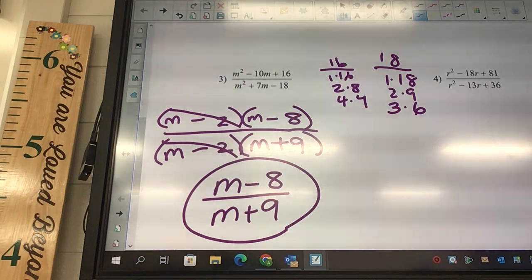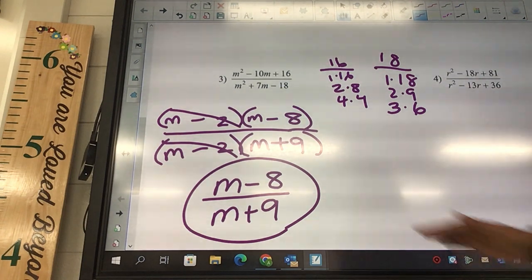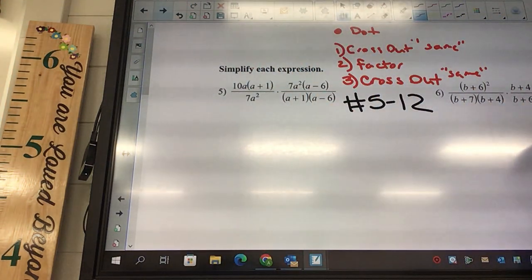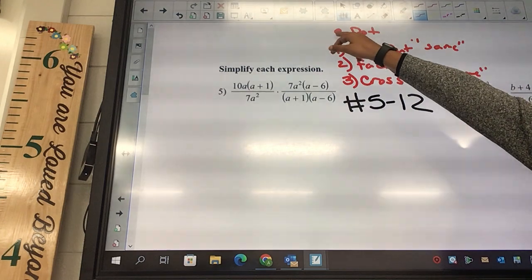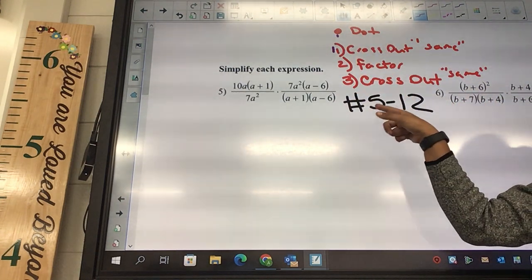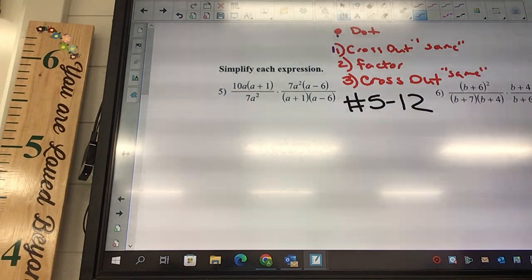If you need those instructions up above, if you didn't get them all, I'll go back. That's for number 1 through 4, because some of these are hard to tell when the instructions change. Look at number 5. Number 5 looks different because it has a dot. I very specifically wrote dot up there, and these instructions are good from number 5 all the way to number 12.